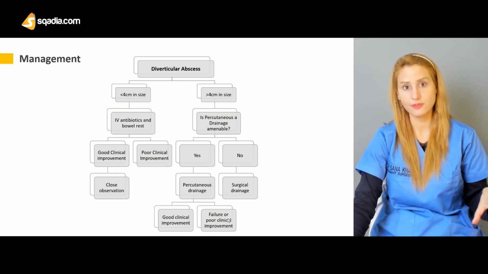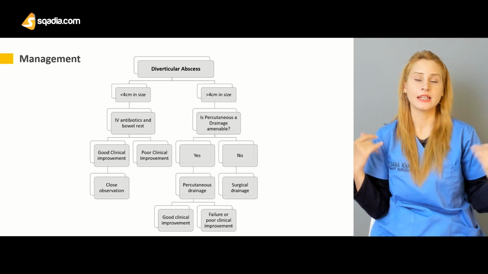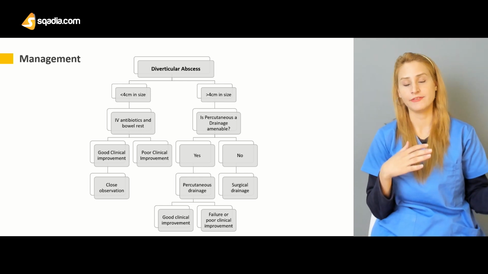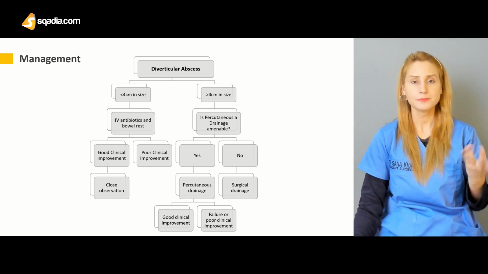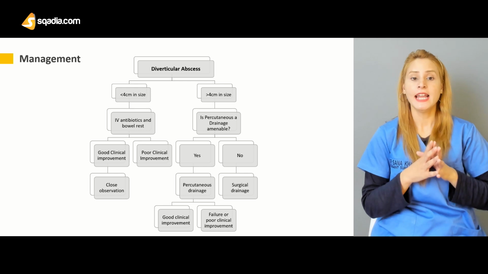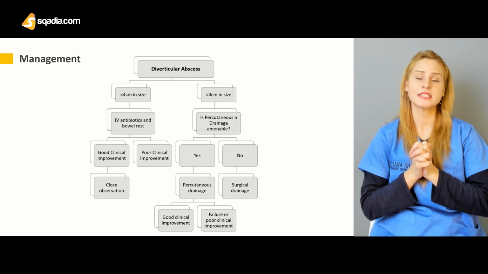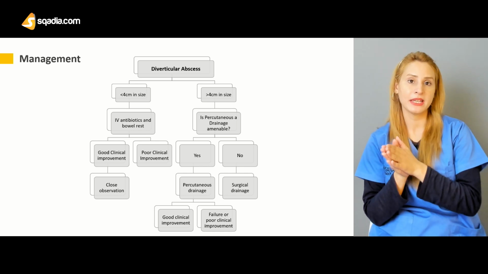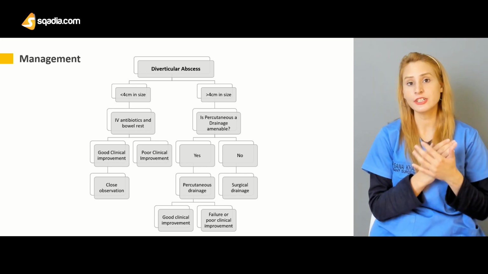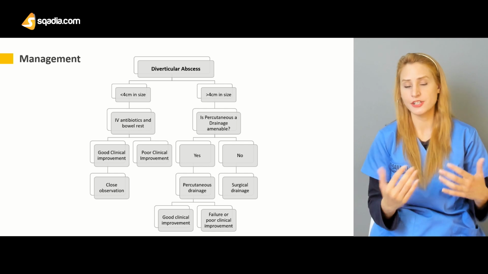So remember this algorithm for a diverticular abscess. In some books the size cutoff is mentioned as 5 centimeter, and in some books the cutoff value is 4 centimeter, so you can go either way. If size is less than 4 or 5 centimeter, put your patient on IV antibiotics, give bowel rest, and try to manage your patient conservatively. If there's a good clinical improvement, continue antibiotics and monitor your patient.